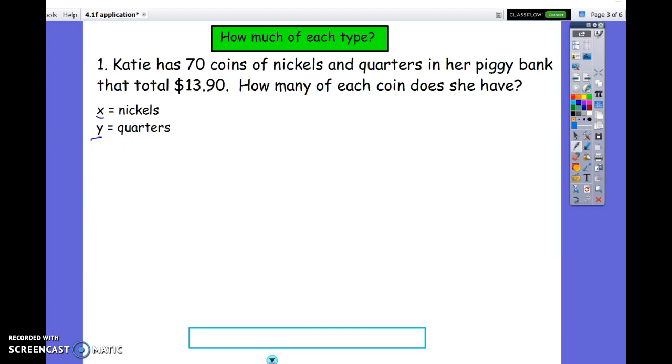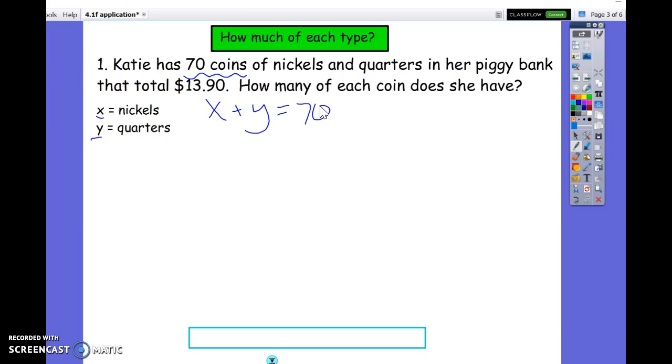So remember, since it's a system of equations, we're going to set up two equations. We know that Katie has 70 coins. So if we take all of the nickels Katie has and all of the quarters Katie has, it should equal 70. That's the first equation, right? If we add them together, we should get 70.